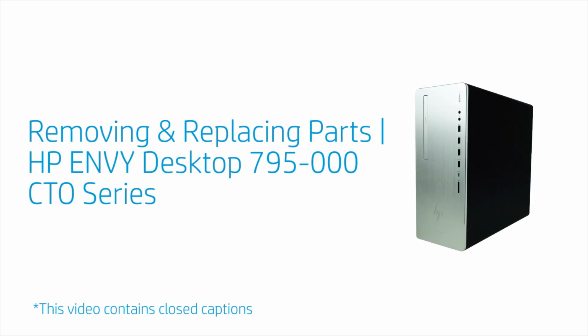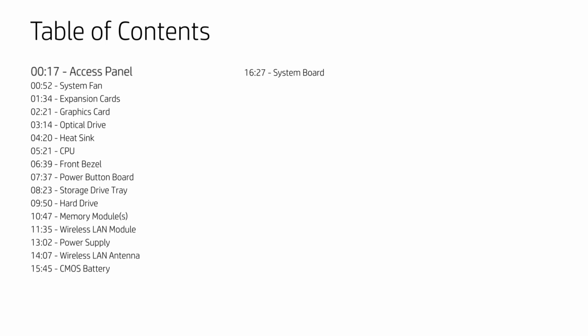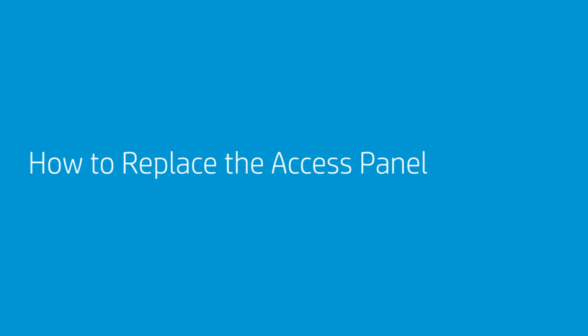Removing and replacing parts. HP Envy Desktop 795000 CTO Series. How to replace the access panel.